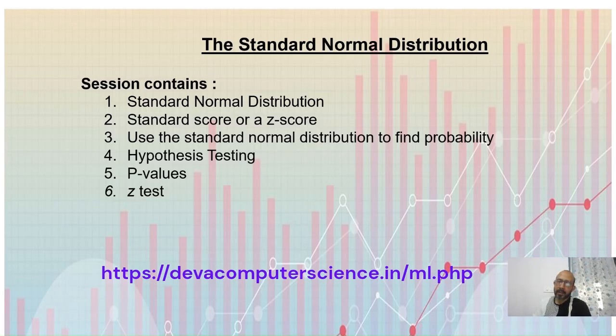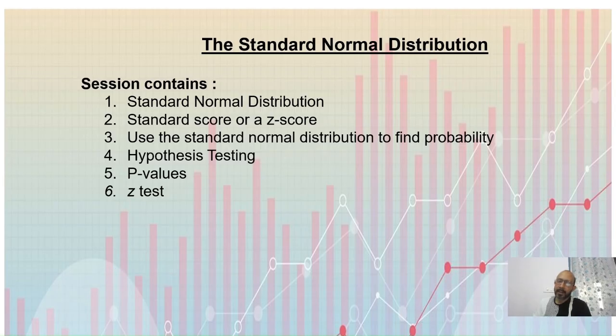This session we will cover standard normal distribution, standard score or Z score. Use the standard normal distribution to find probability, hypothesis testing, p-value and Z test.